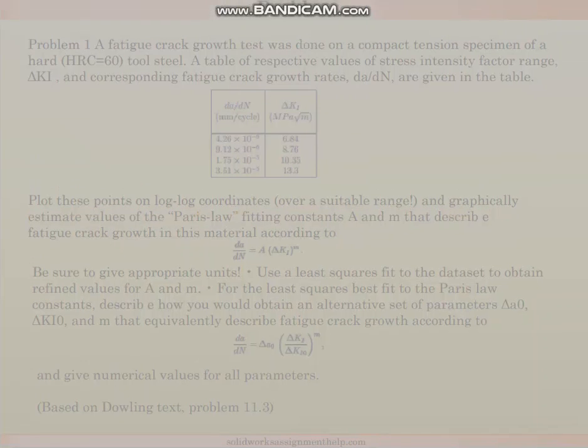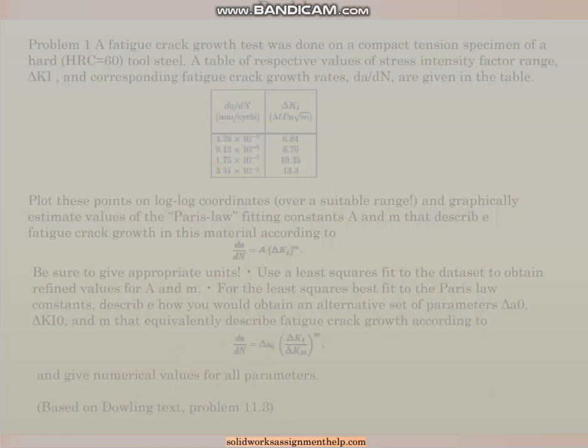Problem. Estimate values of the Paris law fitting constants A and m that describe fatigue crack growth in this material according to the Paris law. Be sure to give appropriate units. Use a least squares fit to the dataset to obtain refined values for A and m. For the least squares best fit to the Paris law constants, describe how you would obtain an alternative set of parameters delta a0, delta Ki0, and m that equivalently describe fatigue crack growth according to the alternative form. And give numerical values for all parameters. Based on Dowling text, Problem 11.3.